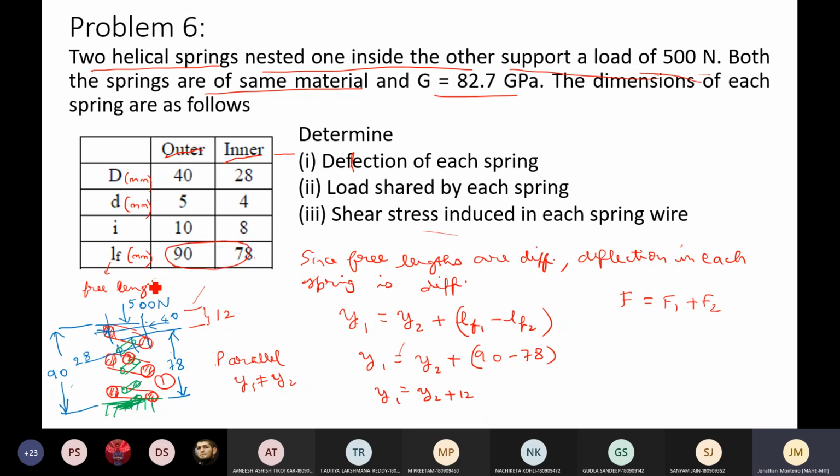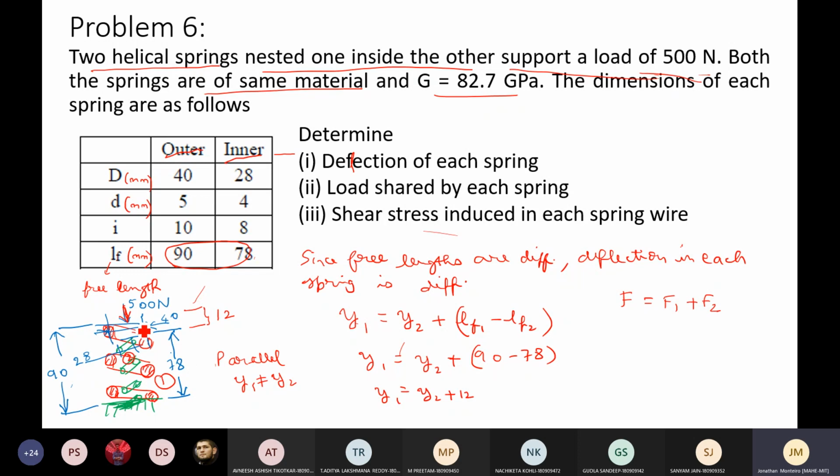But the highlight part was what about the free length? LF means free length in our terminology. So there is 90 mm of free length and 78 mm of free length respectively. This is one indication that whenever the springs are unloaded, the inner spring is much lower compared to the outer spring. So what can we expect? We can expect that when the 500 newton load is acting on the system.